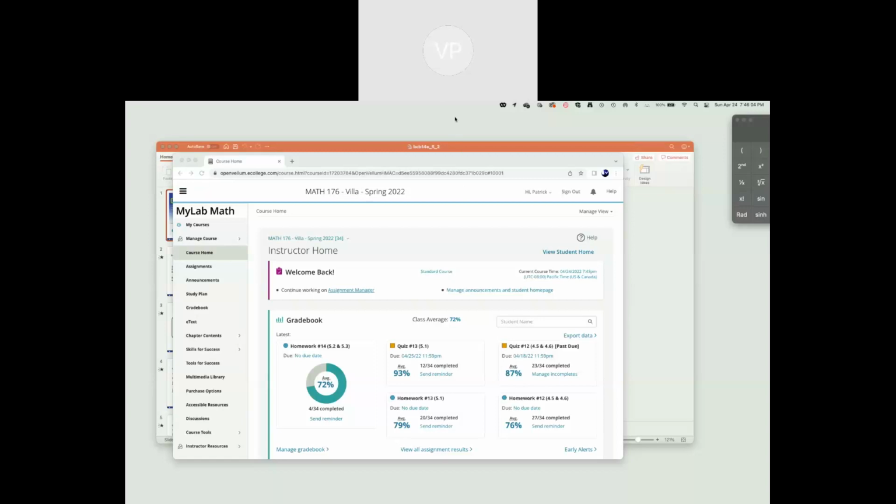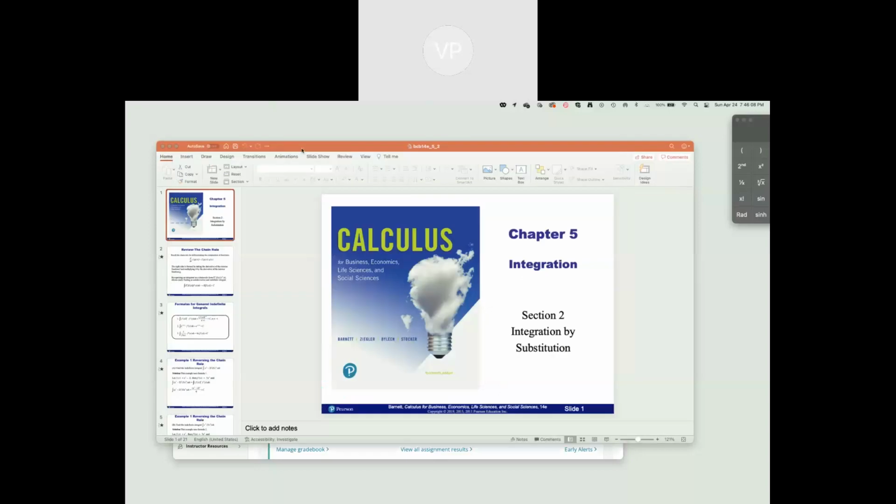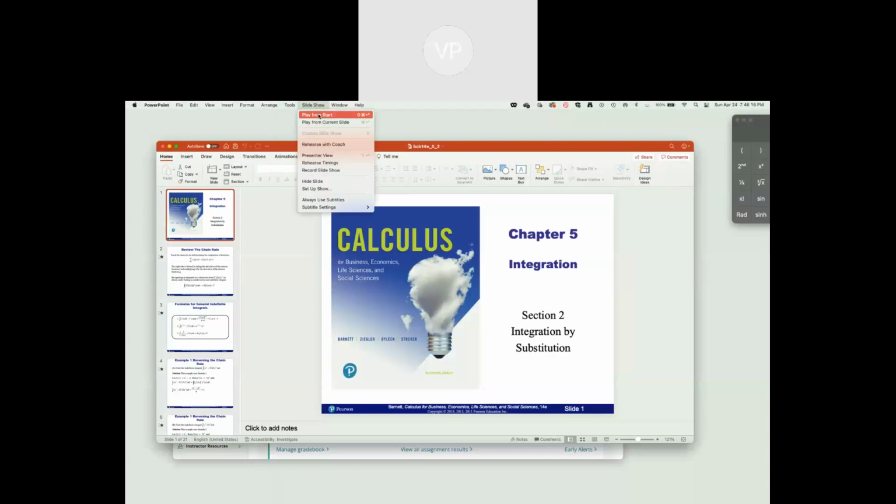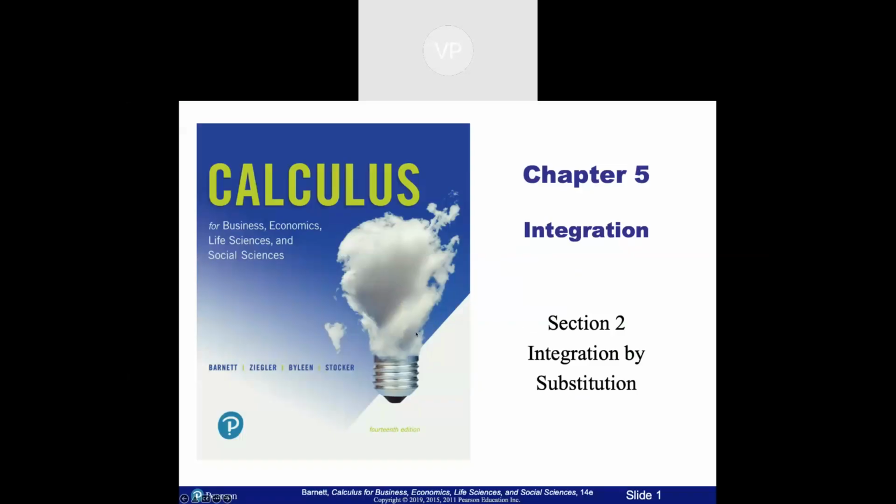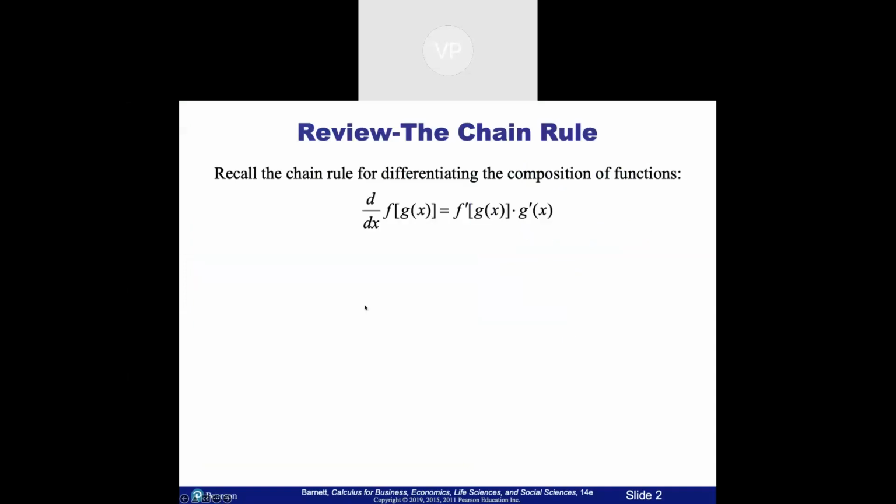All right, so today we're going into section 5.2, which is just another way to continue with our integration. It's called integration by substitution. So, like always, let's do a couple of slides from this PowerPoint, the one that you all should have access to still, and then I'll do a handful of homework examples as well. So, let me show you what we're talking about here.